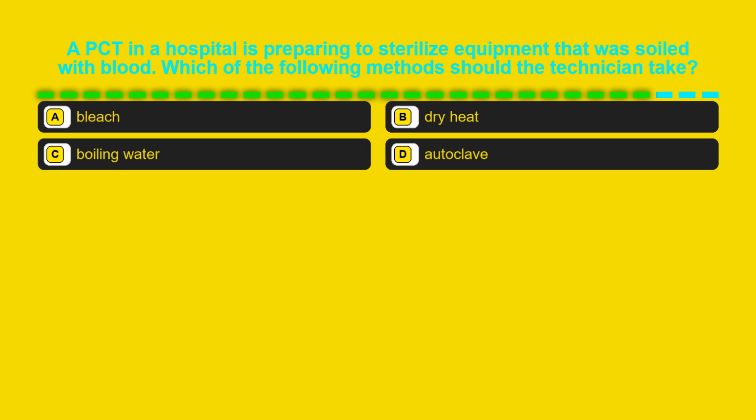Question 32. A PCT in a hospital is preparing to sterilize equipment that was soiled with blood. Which of the following methods should the technician take? Option A. Bleach. Option B. Dry heat. Option C. Boiling water. Option D. Autoclave.